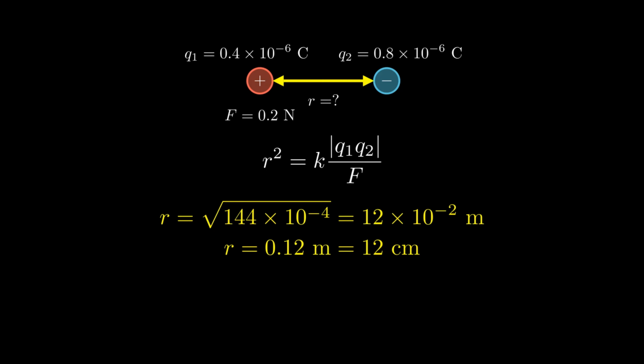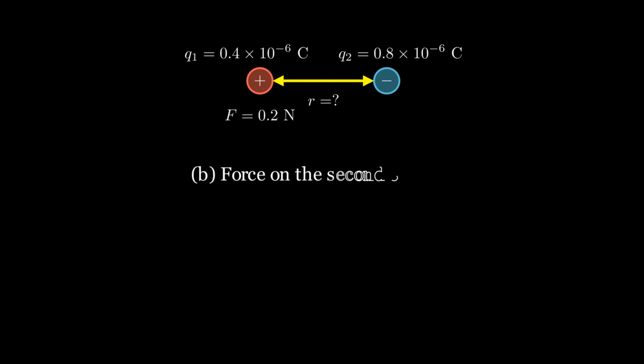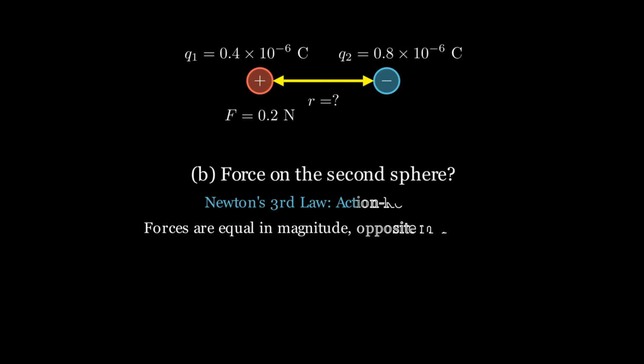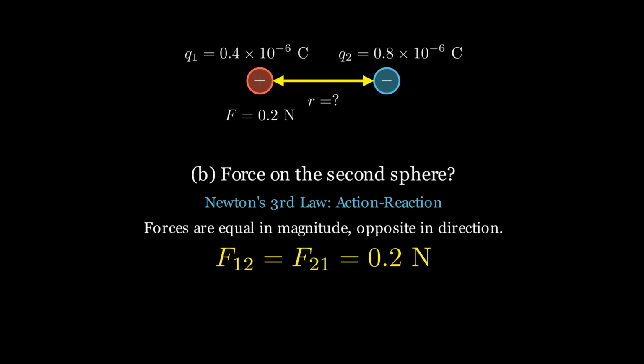Part B asks for the force on the second sphere due to the first. We don't need to calculate this again. This is Newton's third law. Action and reaction are equal and opposite. If sphere 1 pulls sphere 2 with 0.2 newtons, sphere 2 will also pull sphere 1 with exactly the same force, that is 0.2 newtons. Since the signs are opposite, the force is going to be attractive. This is the complete solution for our problem number 2.